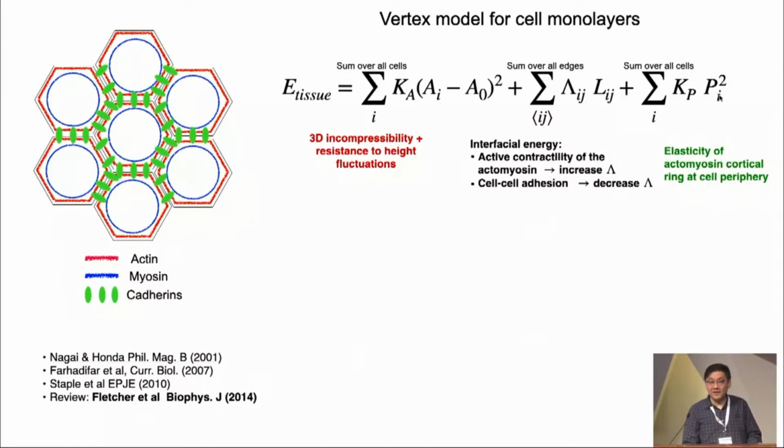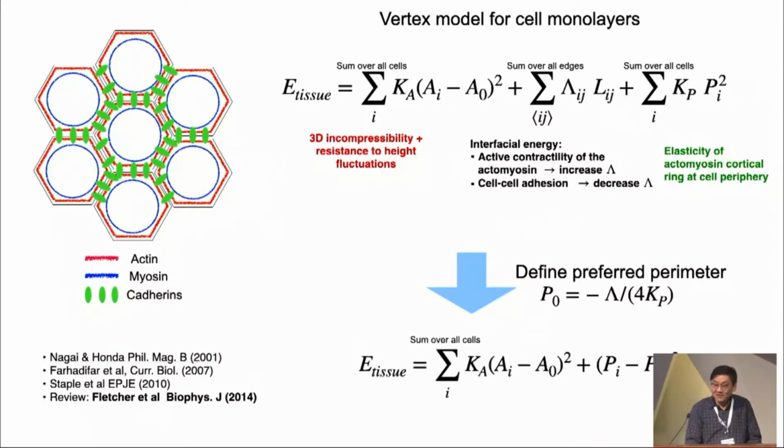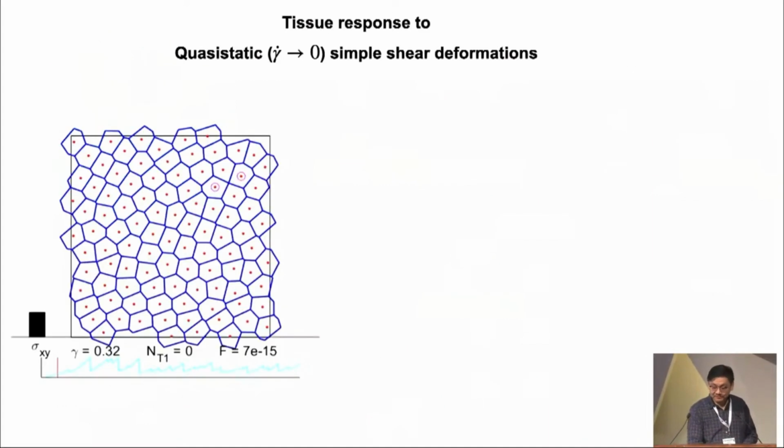I can turn this into a much simpler form by non-dimensionalizing, assuming all the cells behave similarly. And you finally have a very geometrical interpretation of how cells behave. Essentially, it's a polygon which prefers to have a certain area. At the same time, it prefers to have a certain perimeter. So these will be the parameters of the model that we can study.